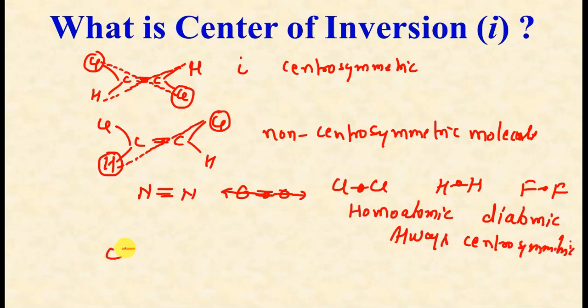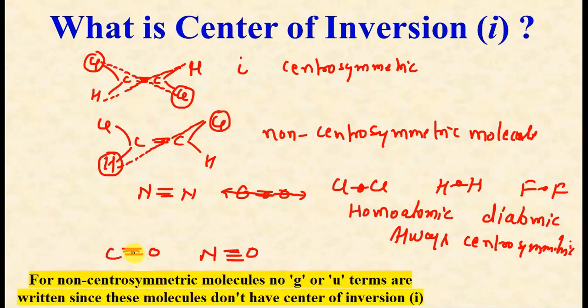In contrast, if we consider carbon monoxide, nitric oxide, in these molecules there is no center of inversion. For example, if we consider a point like this as the central point, and if we extend a line from this point, on one side we have oxygen atom and on the other side we have carbon atom. So this molecule is not centrosymmetric. Similarly, this molecule is also not centrosymmetric.